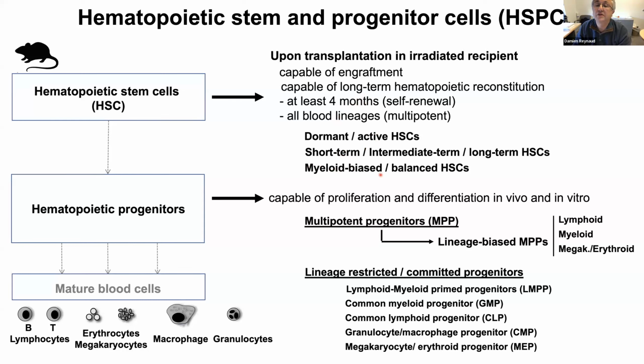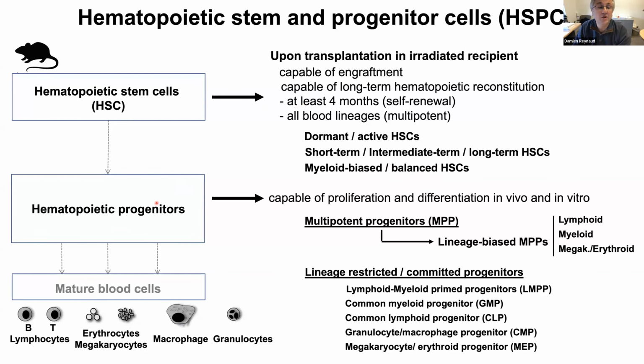The other characteristic that can define different stem cells is their lineage bias. These cells are technically multipotent, but they can show some bias toward a specific lineage, myeloid or megakaryocytic. Or they can be fully balanced, capable of myeloid and lymphoid differentiation. And these have been defined also upon transplantation. So this is the heterogeneity in the stem cell compartment.